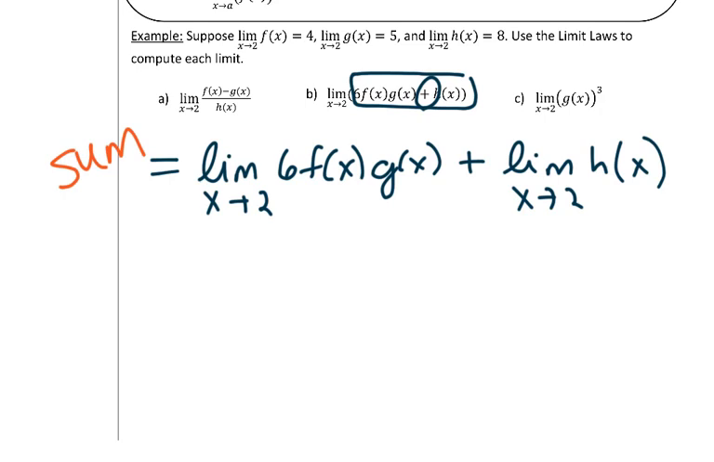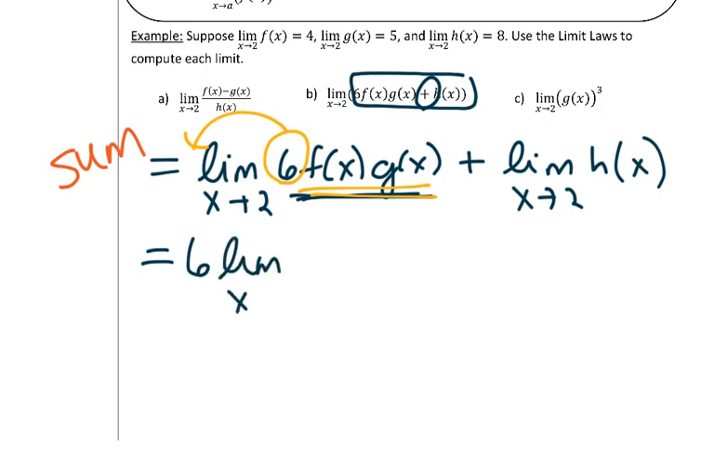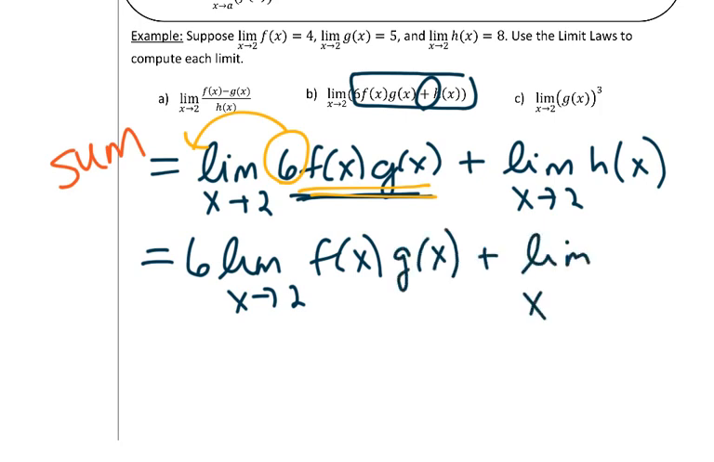And let's see, what's the next thing? I notice all this stuff here, right? So let's separate that a little bit. So maybe I'll take the 6 out first. So this becomes 6 times the limit as x approaches 2 of f of x g of x, plus the limit as x approaches 2 of h of x. All right, and what law is that? That is the constant multiple law.